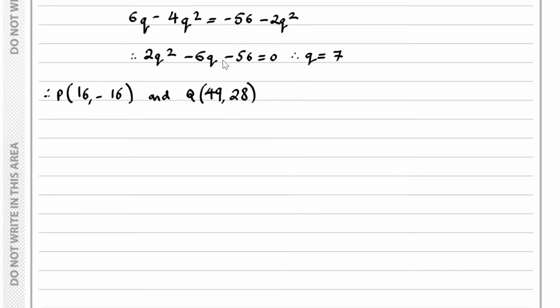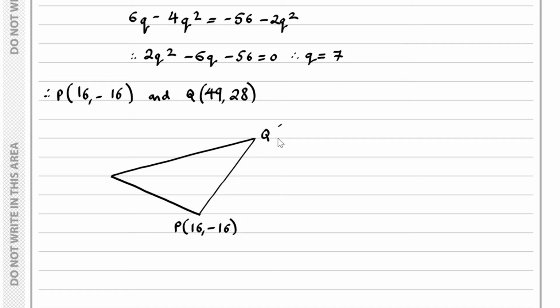I think at this point it would be a good idea to draw a quick sketch of the triangle we're concerned with. So if we draw out a quick sketch, we have something like this, okay? And if we add on the coordinates, we have P, 16, minus 16, Q with coordinates 49 and 28, and R with coordinates minus 28 and 6.